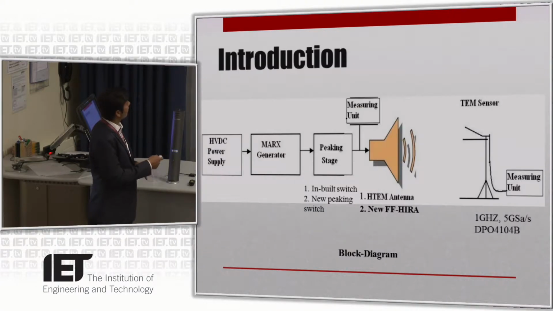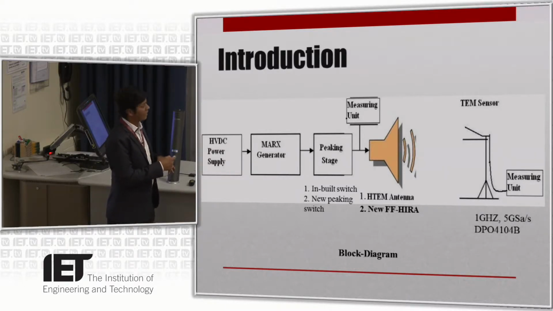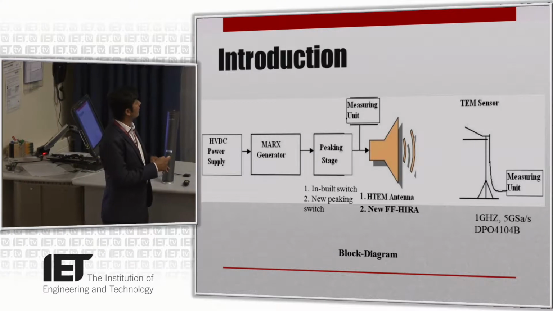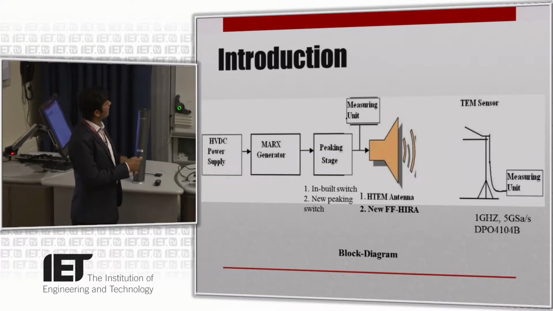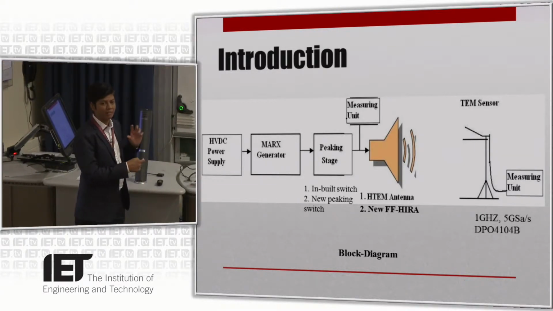So this is the basic block of our system. An HVDC power supply is there, about a 30 kV DC source. Then we feed the Marx generator, generating a 600 kV amplitude voltage pulse, and that pulse is fed to the peaking stage spark gap and then fed to the different types of antenna.